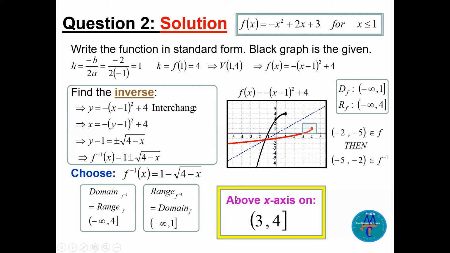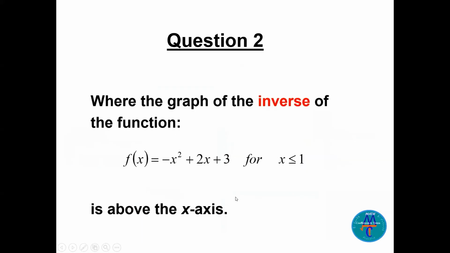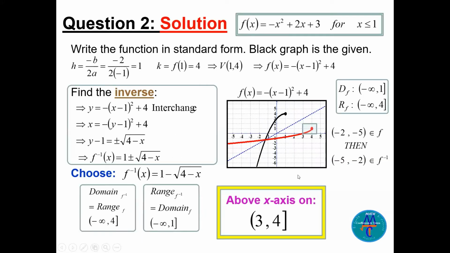Now, the question says where the graph of the inverse is above the x-axis. See the red one here: above the x-axis will be open 3 until 4 closed. That will be the answer.